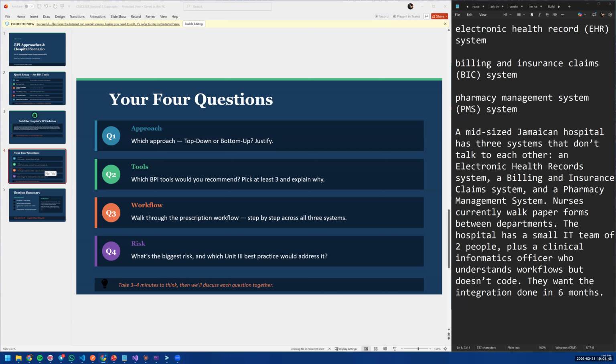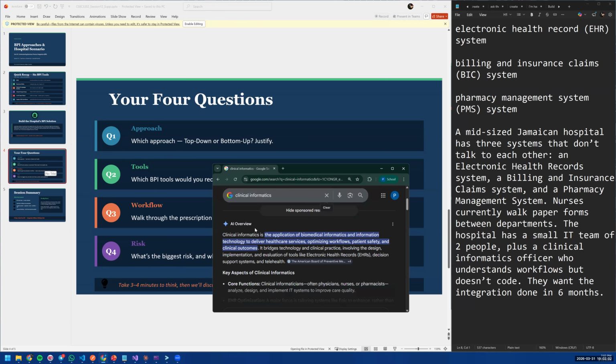In case this helps, a definition for you. Clinical informatics.